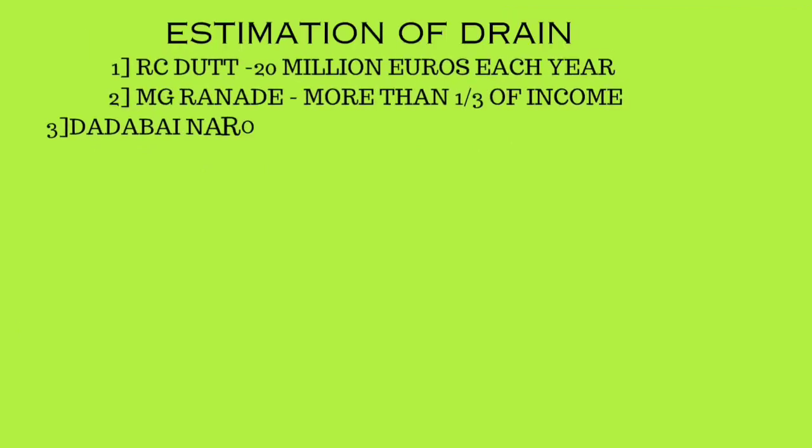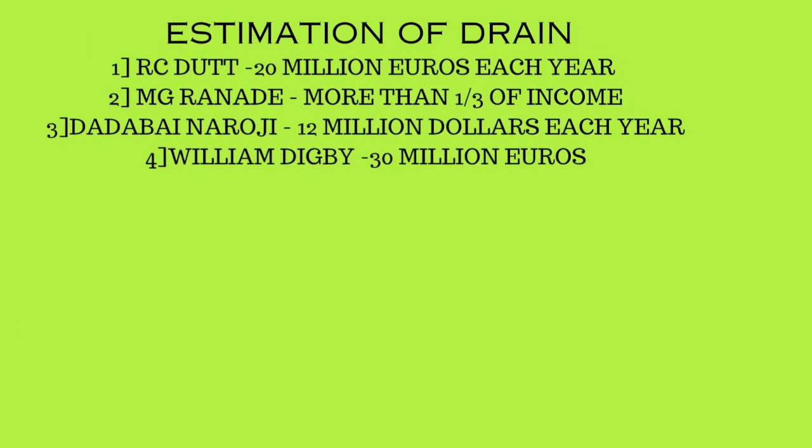Many Indian leaders estimated that this amount of drain differs from person to person and year to year. RC Dutt estimated that one fourth of India's net revenue flows out of India every year. This is estimated to be around 20 million euros in the early 20th century. And MG Ranade declared that more than a third of the national income of India was taken away by the government in one form or another.